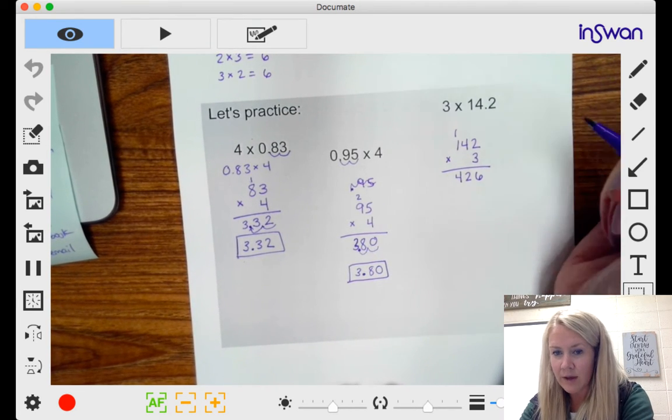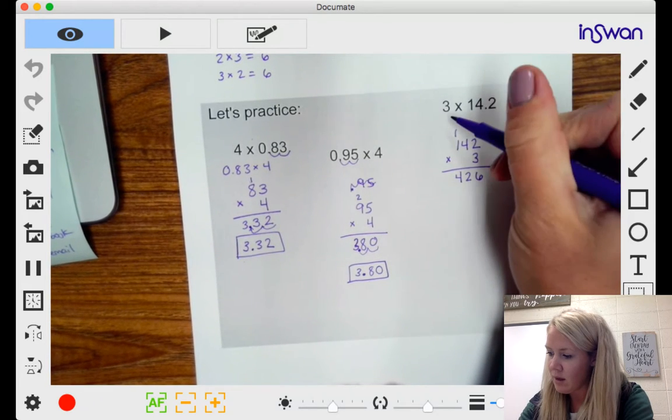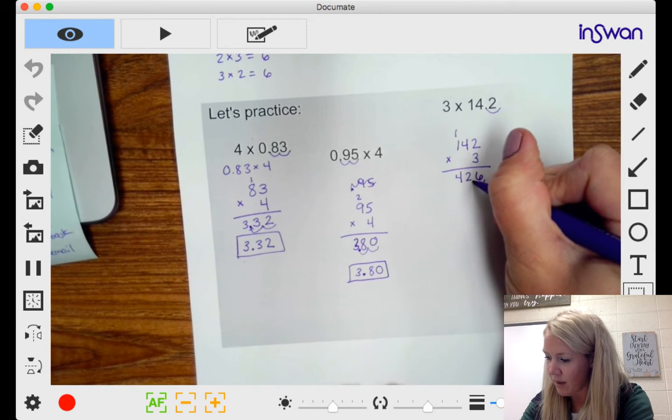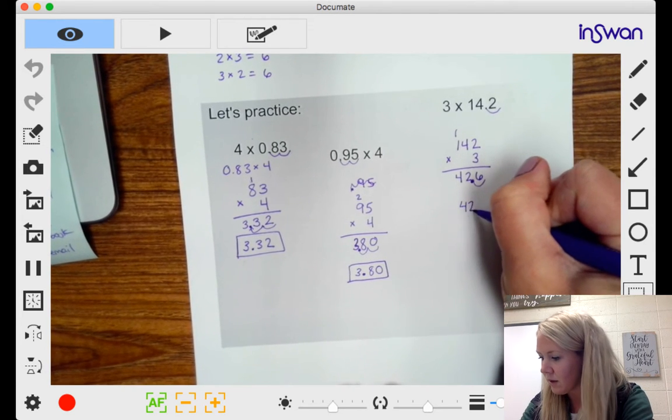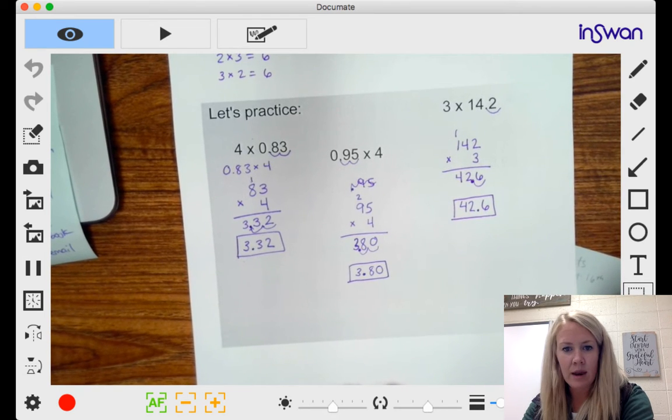426 is way too big of an answer for 3 times 14, if I think of it that way. So there was only one decimal place. That means I need to come back in one place. Notice I'm putting a box around my answer, and I am done.